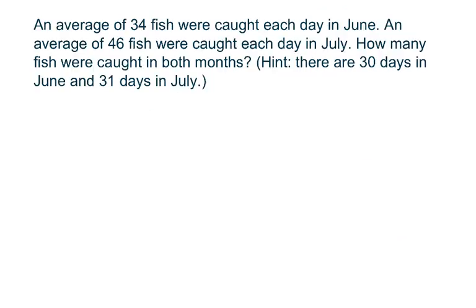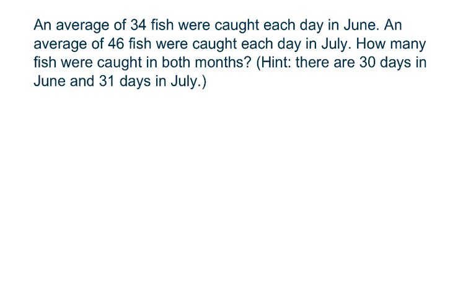Here's our next problem. An average of 34 fish were caught each day in June. An average of 46 fish were caught each day in July. How many fish were caught in both months? Hint, there are 30 days in June and 31 days in July. What would the equation be to solve this problem?